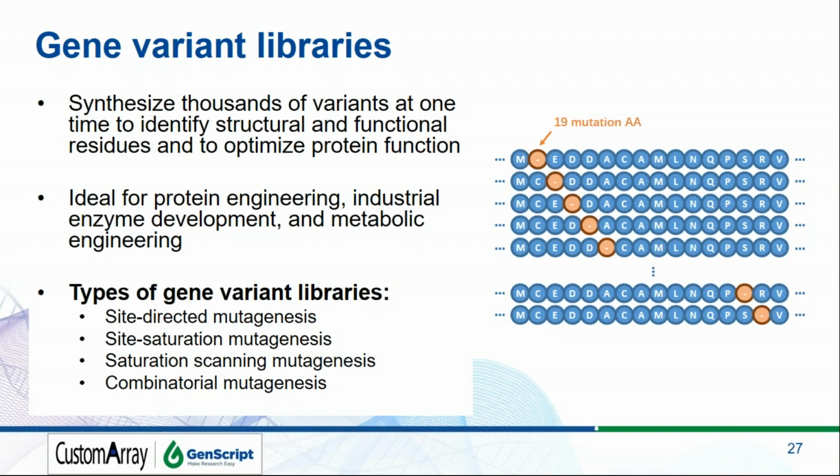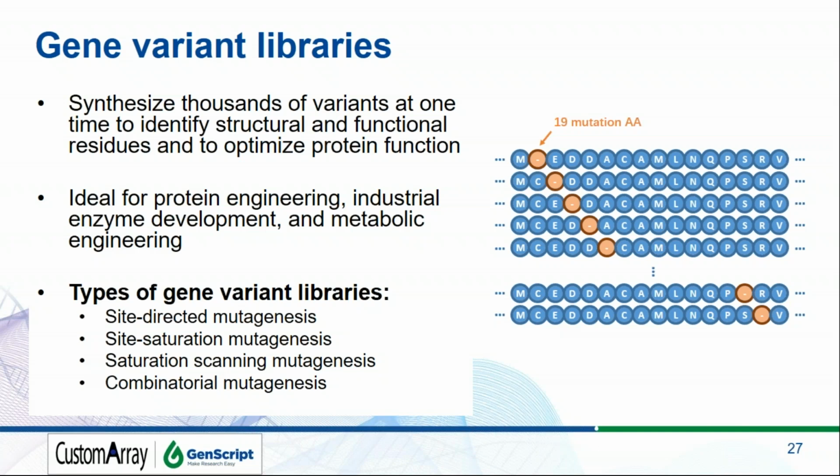Gene variant libraries, this is one I'm, again, not an expert in, but when we can synthesize thousands of variants at a time, there's a lot of powerful things you can do. Instead of doing random degeneracies, we can specifically decide where you want your mutations, how you want them to be, what relationship you want them to have to each other, or proportion. This is really great for protein engineering in a more targeted way.